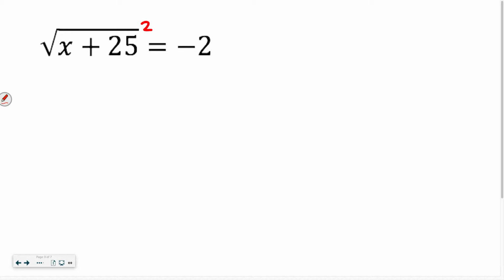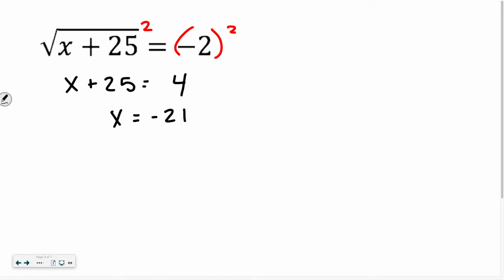So I'm going to square the square root on the left, and this is going to be really important. I have to square the whole right side. So in this case, I'm squaring all of -2, so I'm protecting it with a set of parentheses. Okay? If you have stuff that's being added or subtracted over here, you should do the same thing: put a set of parentheses around it and then square it. Okay, that gets me x plus 25 equals -2 times -2 is 4, and then x equals -21.